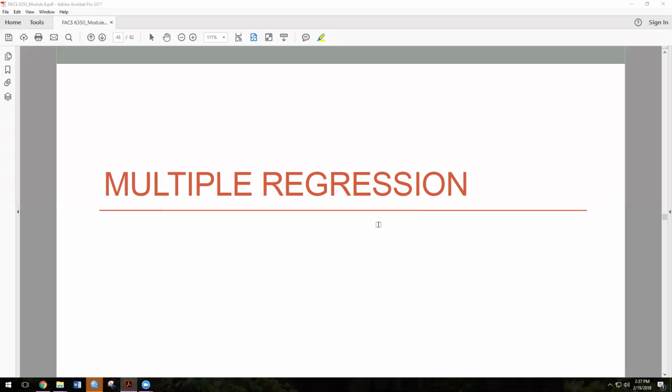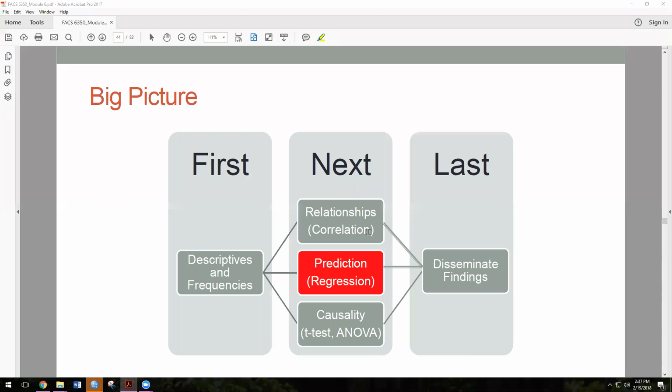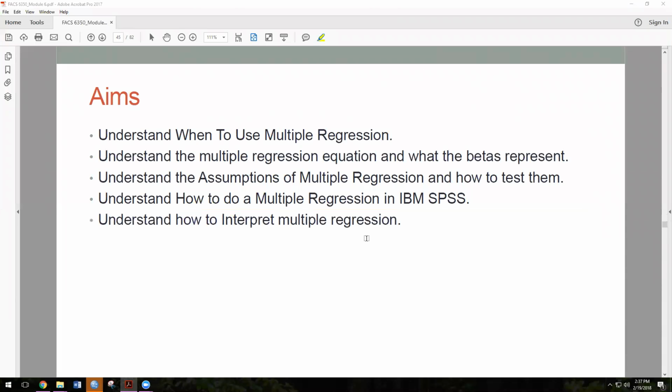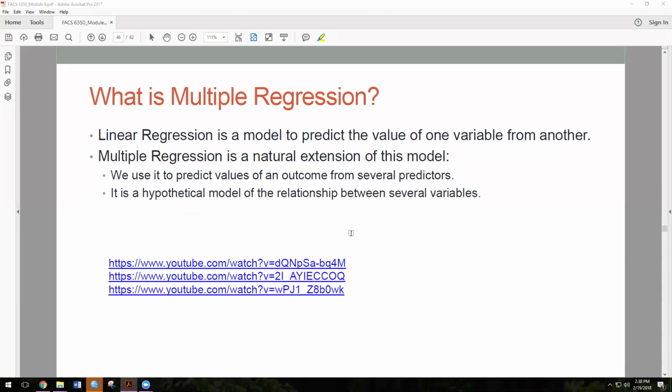Okay, so for multiple regression, again, this is a regression equation. We're in the middle between a relationship and being able to establish causality. So we still can't establish causality because we're just talking about relationships. So I want you to be able to use multiple regression and simple linear and know when to do that. You need to be able to test assumptions and recognize what assumptions you need to test and how to actually do the multiple regression in IBM SPSS.